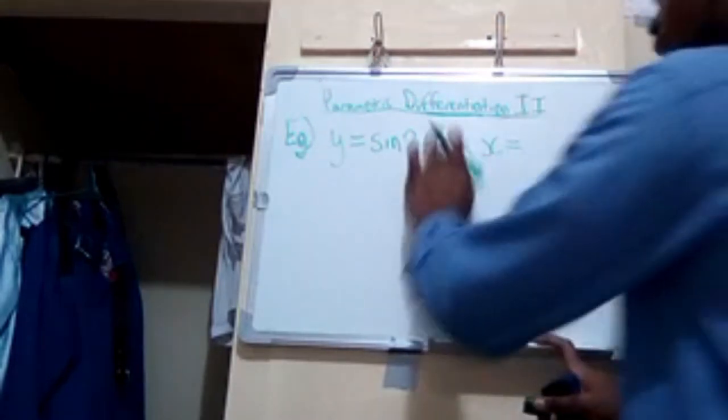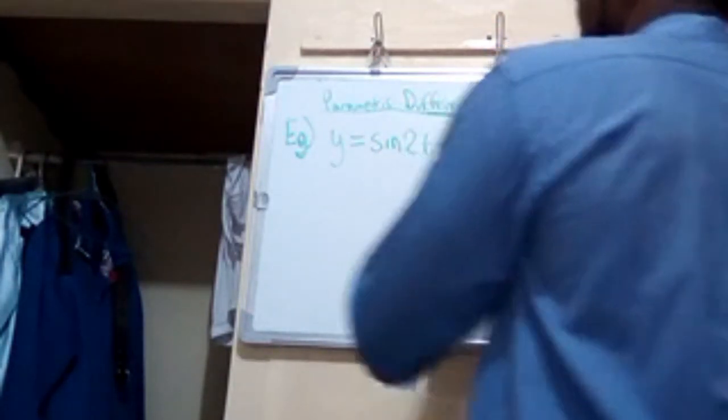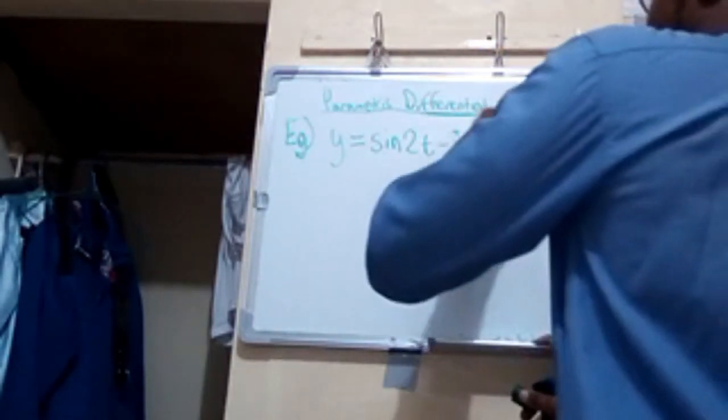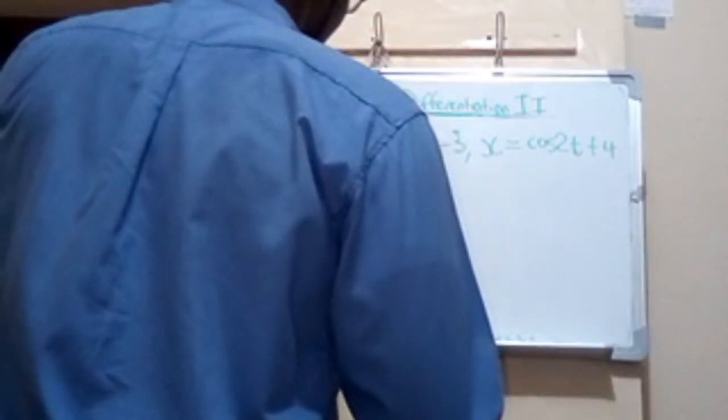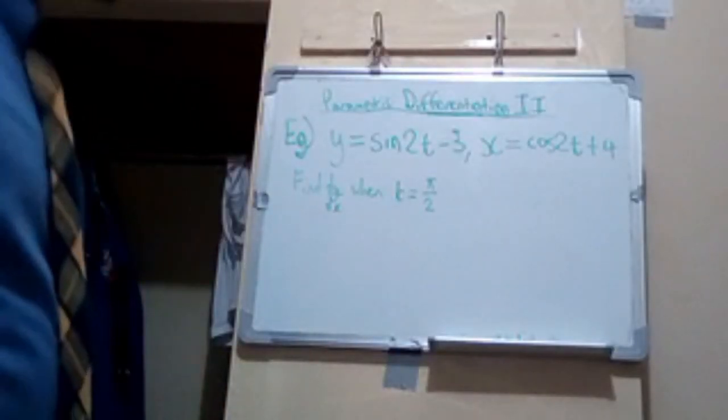So the example is, let's say y is equal to sine 2t minus 3, and x is equal to cosine 2t plus 4. Find dy by dx when t equals pi by 2.